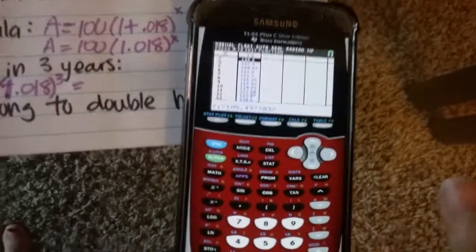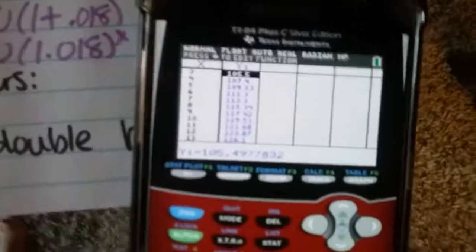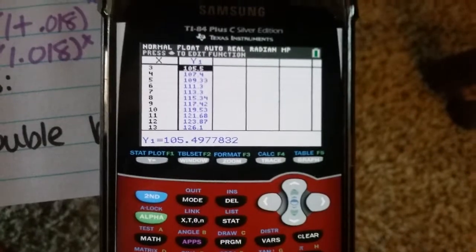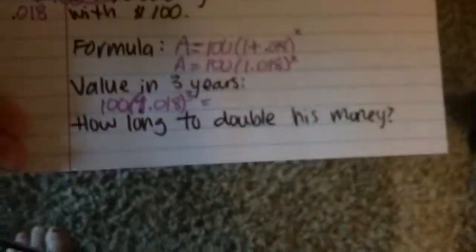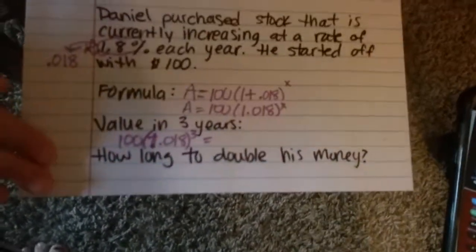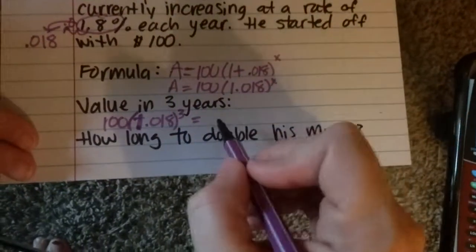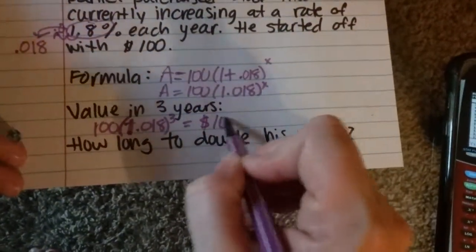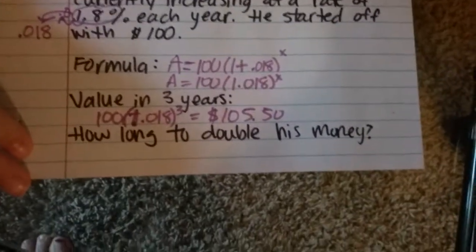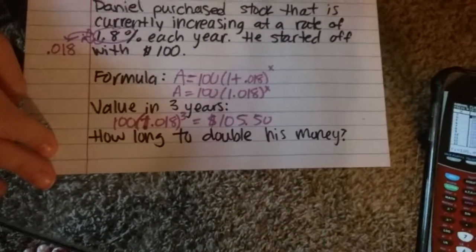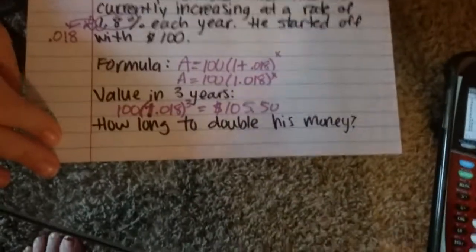Here we go. Our value is going to be $105.50. You agree with that? Sienna, can you help me? Thank you. There we go. So in 3 years, $105.50.